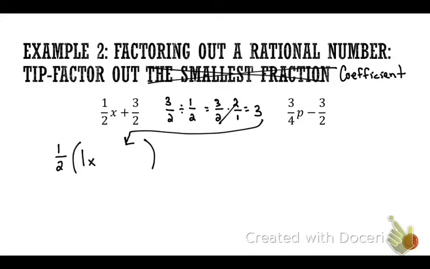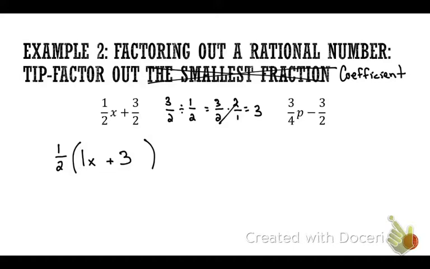But let me ask you this. Are you going to bring down a +3 or a -3? +3. Why would it be +3 and not -3? Because 3/2 was positive. Okay, so do I know for sure that this is fully factored? Are there any other common factors other than, yeah, they're both prime numbers, okay?